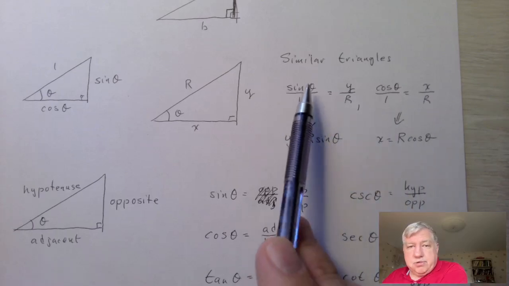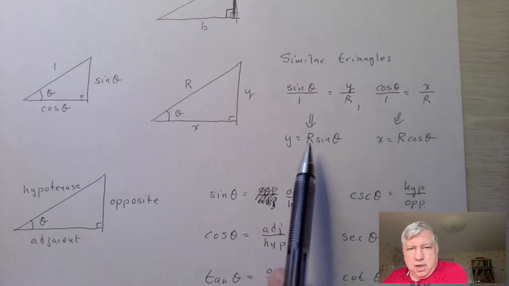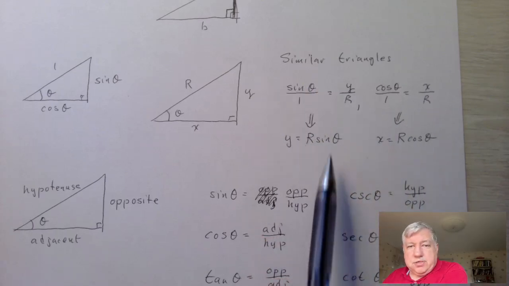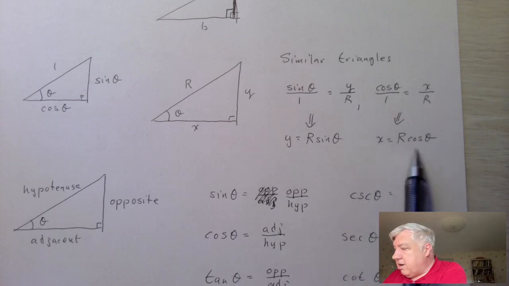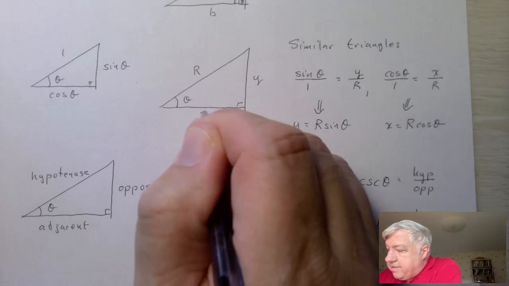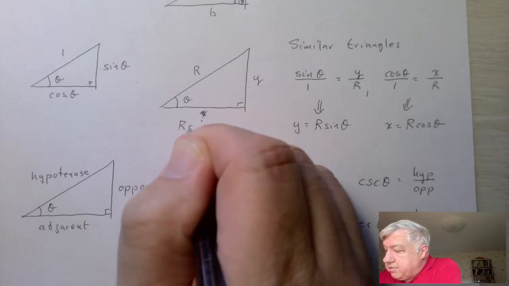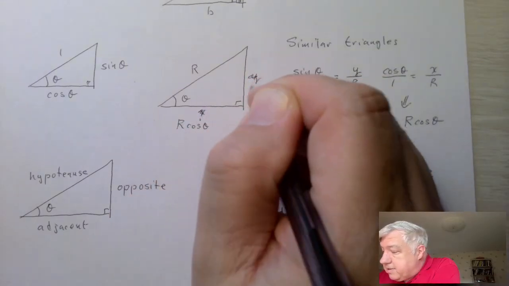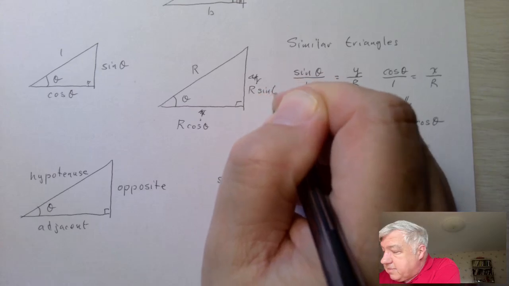And then here we can just cross multiply, and we get y is equal to r sine theta, and x is r cosine theta, right? So that's what this x is now: it's going to be r cosine theta, and this is r sine theta. Okay.